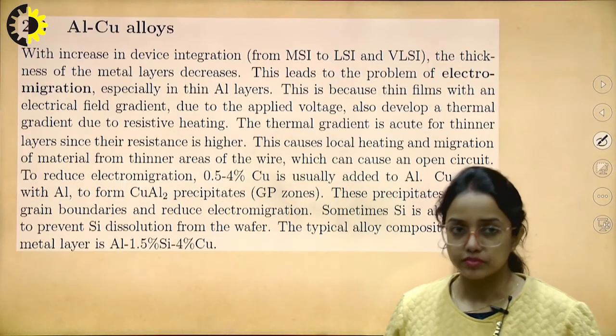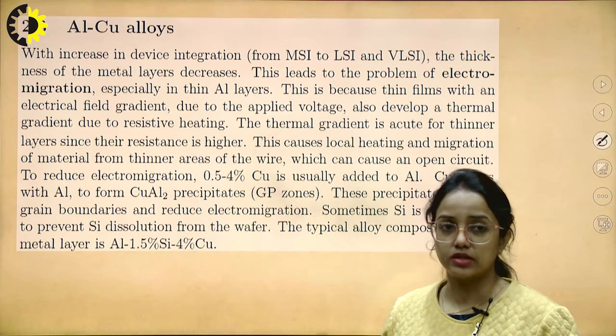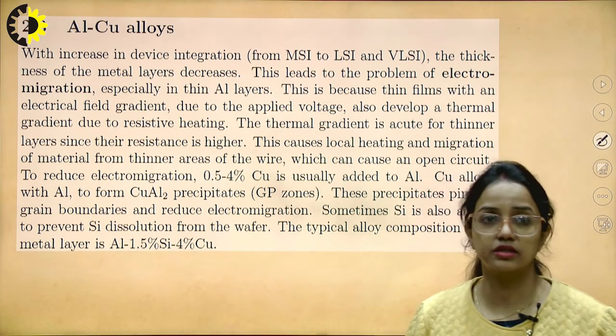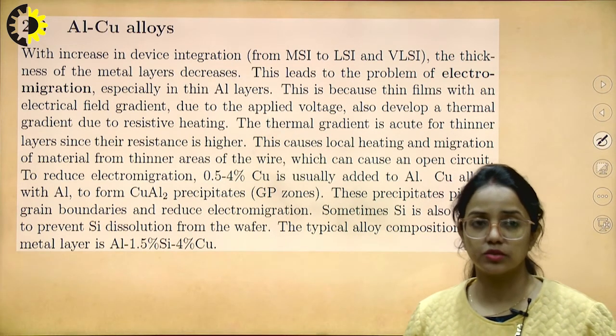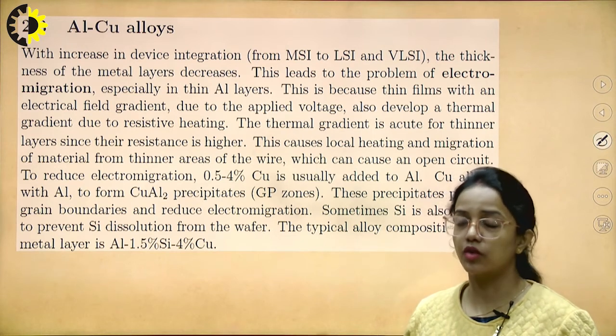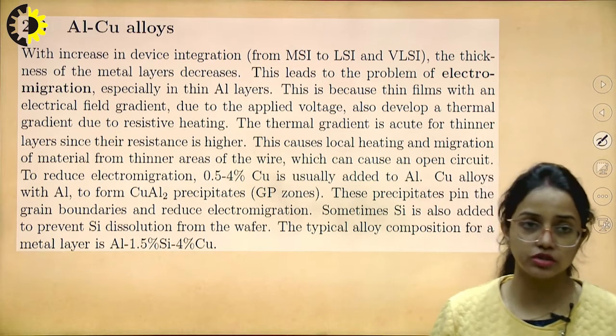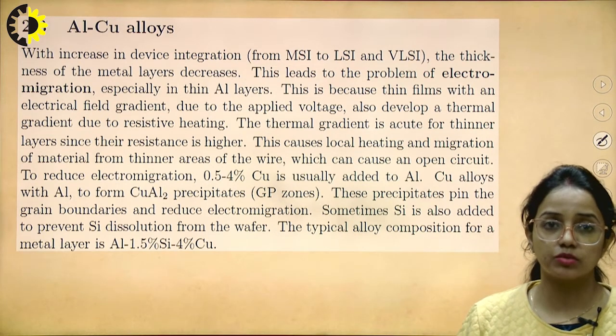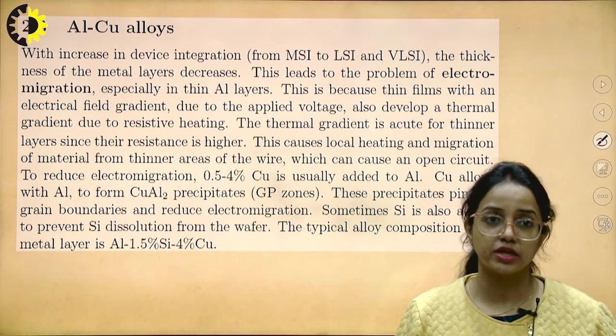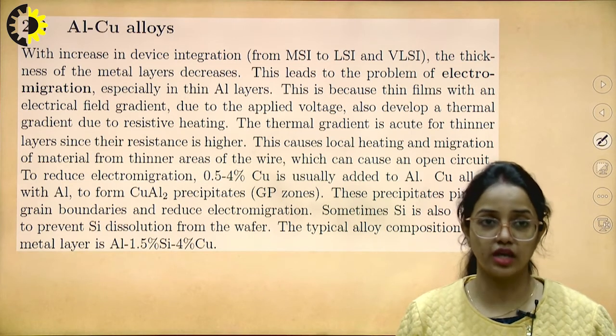Next is aluminium copper alloys. With the increase in device integration, the thickness of the metal layer also decreases. Like, we cannot have the tall, tower-like picture, so we have to reduce the thickness. This leads to a problem of electromigration, especially in the case of aluminium layers.